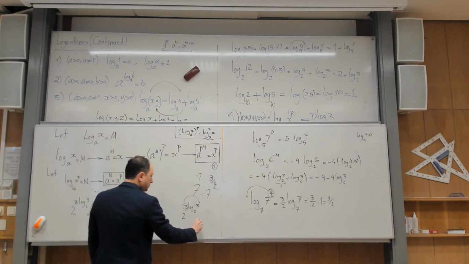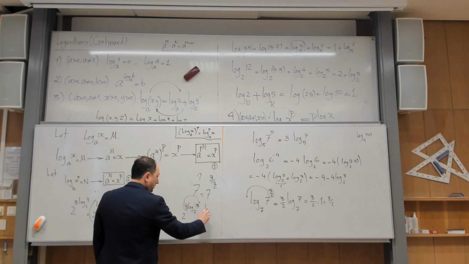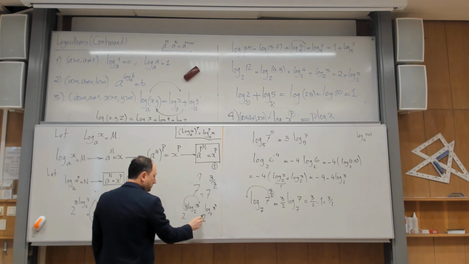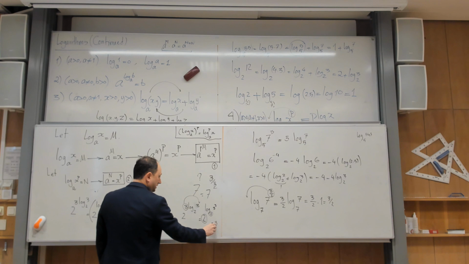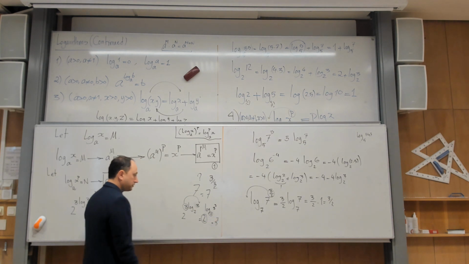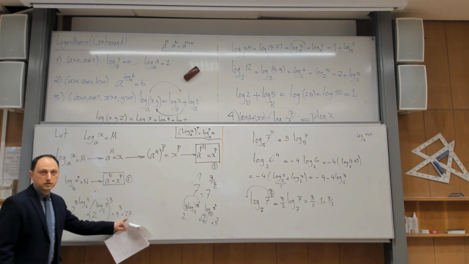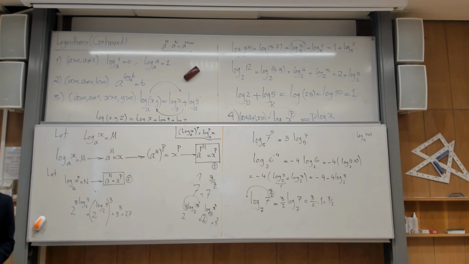So this becomes 2, and then you have log of 3 to power 3, but the base is 2. Now this base and that base are the same, so everything cancels out, and then 3 to the power of 3 is left. The 3 to the power of 3 is 27. So that is 2 ways of calculating the same thing.